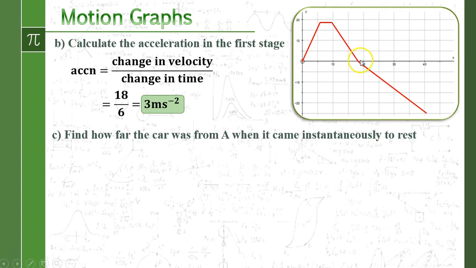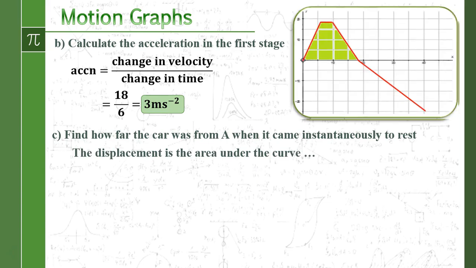Okay, how far was the car from A when it came instantaneously to rest? Well, it's at rest at that point there, which we knew was when t equals 19, when velocity is 0. And we also know that the displacement, the distance travelled, is the area under our velocity time graph. So what we need to do is find that green area there, which is conveniently in the shape of a trapezium, and you're going to find a lot of these questions involve trapeziums, so you're going to get to know the formula for the area of a trapezium, which you should already know, but if you don't, there it is.